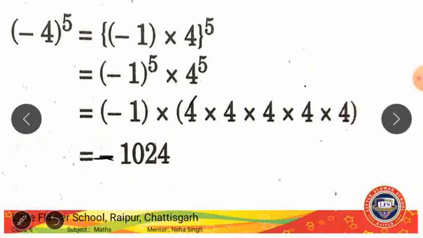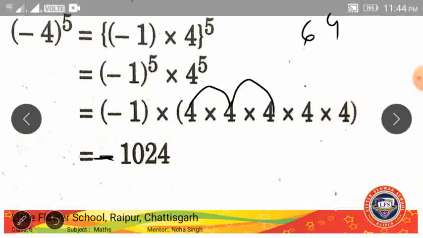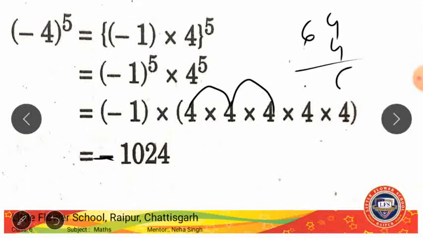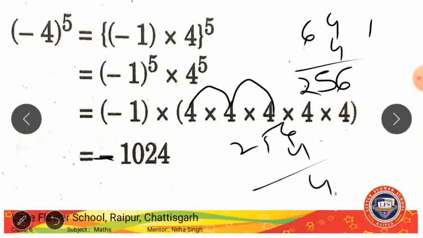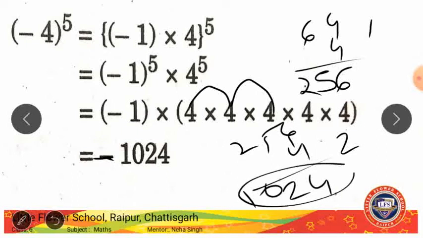And 4 into 4 is 16. 16 into 4 is 64. Then 64 into 4: 4 4s are 16, 6 1s are... 6 4s are 24 and 1 is 25. 256. 256 into 4: 6 4s are 24, 20. 5 4s are 20 and 2 is 22. 4 2s are 8, 9, 10. So this is our answer.